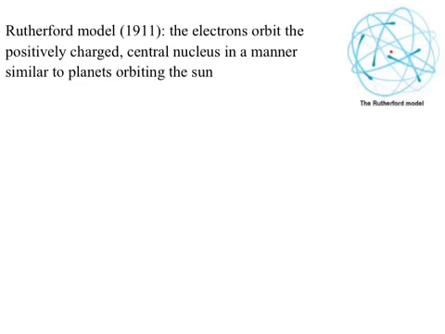The next model was the Rutherford model. In the Rutherford model, in 1911, let me talk about the Rutherford model first. I go off on too many tangents. In the Rutherford model, the electrons are thought to orbit some positively charged central nucleus in a manner similar to planets orbiting the sun. So the same idea here, planets orbiting the sun.